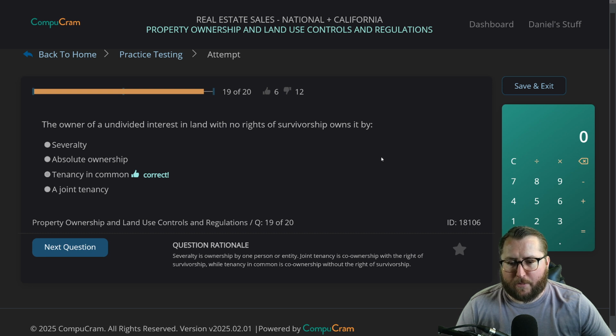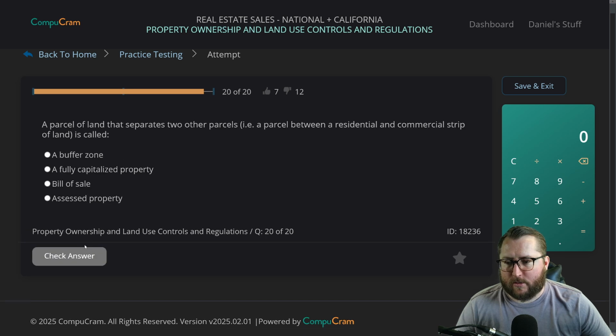Question rationale. Severalty is ownership by one person or entity. Joint tenancy is co-ownership with the right of survivorship. Well, tenancy in common is co-ownership without the right of survivorship. Okay. So if someone dies and then you have tenancy in common, you get the place.